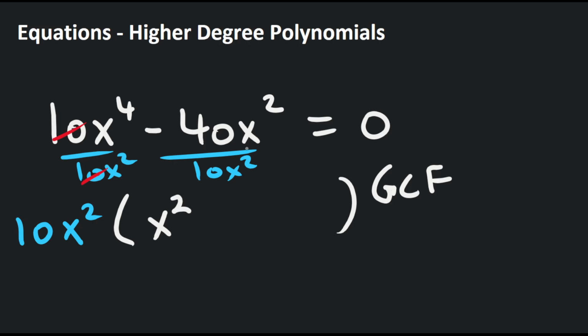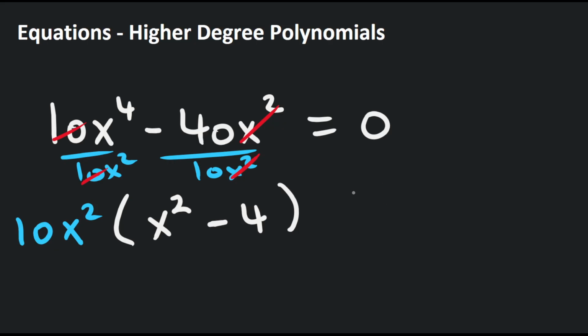Great. Now the second term. What is negative 40 over 10? Negative 40 over 10 is negative 4. We've dealt with the coefficients, so that's negative 4. And now let's deal with the x's. What's x squared over x squared? Those actually cancel out. So we just have x squared minus 4 inside the parentheses. So factored, this is 10x squared times, in parentheses, x squared minus 4 equals 0.